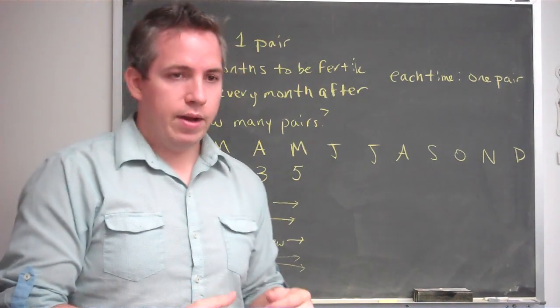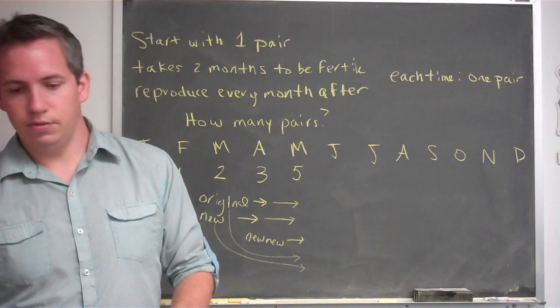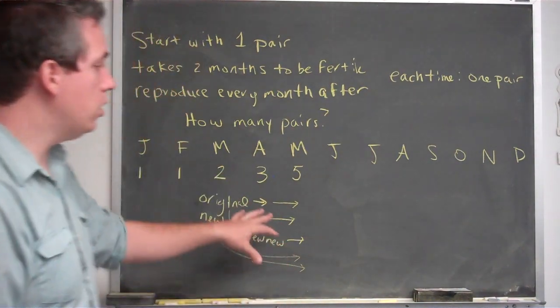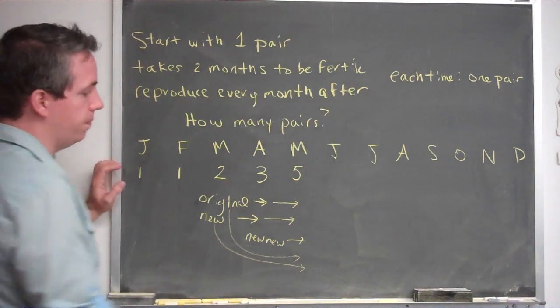Now you can keep on trying to write down which pairs are which, grandparents and parents and new babies and this, that, and the other thing. You can try to write down an exact list, but what we notice is that there's some type of pattern going on here. And here's where the pattern kind of comes from.